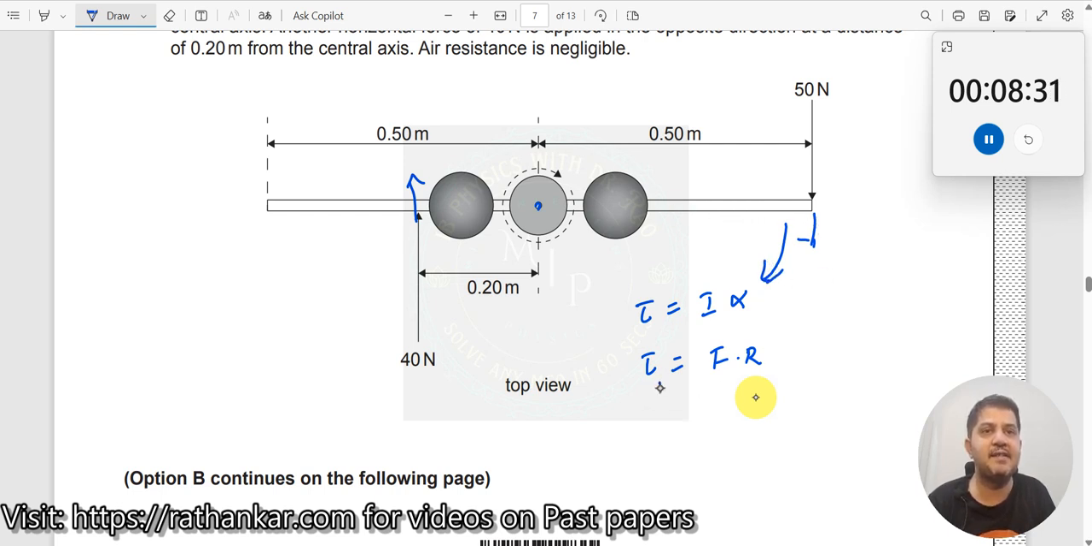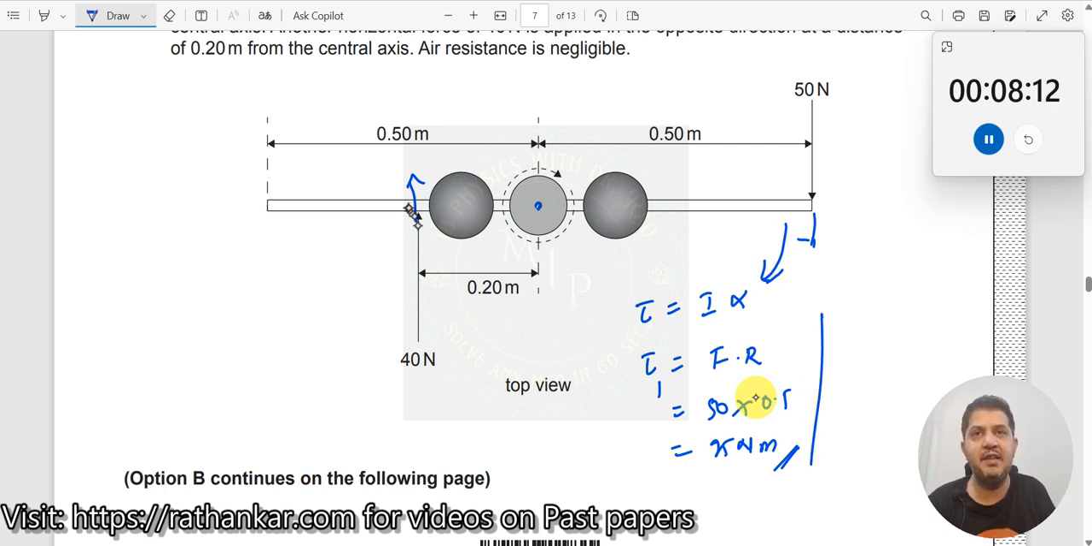So let me write this as tau 1, torque 1. Torque 1 should be equal to 50 Newton multiplied by R. What is R here? R is the distance here, perpendicular distance, which should be 0.5. So which should now be equal to 25. This is Newton, this is meter, is 25 Newton meter. This is what the torque due to this object.